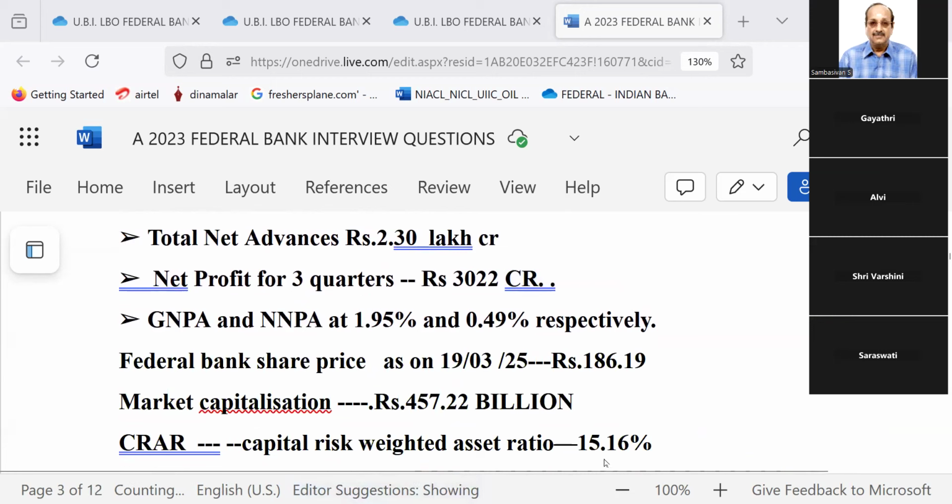CRAR of your bank is 15.16%. Yes, sir. This is coming under Basel Committee norms. The Basel Committee is an international organization according to which all over the world banks now have to have a minimum of 9% CRAR. What is meant by CRAR?